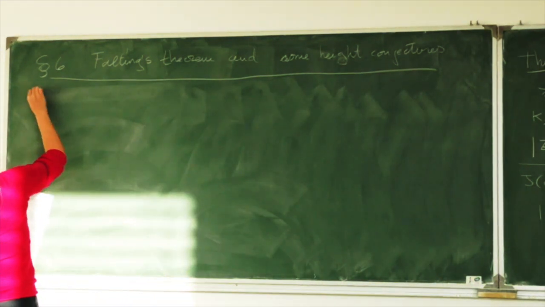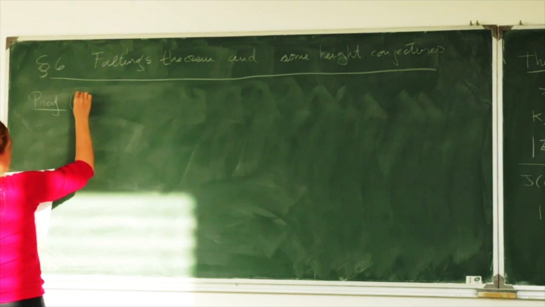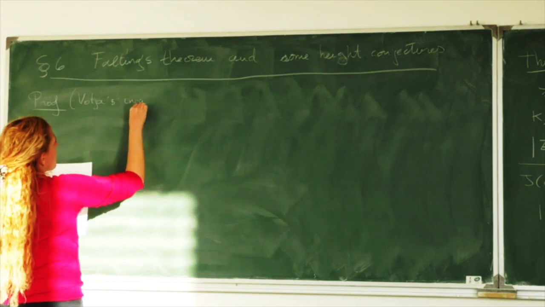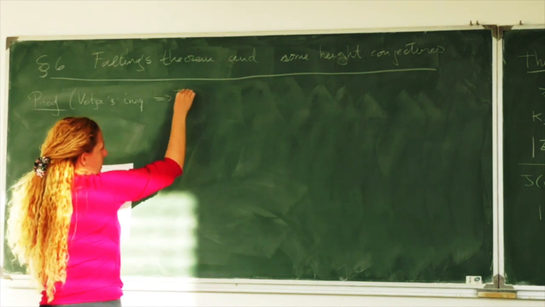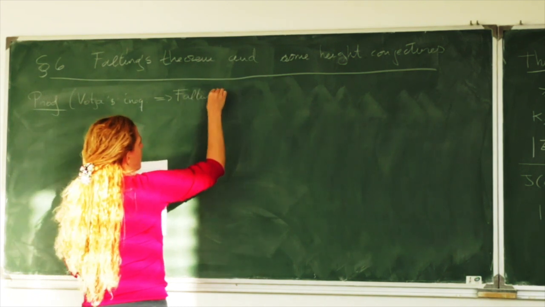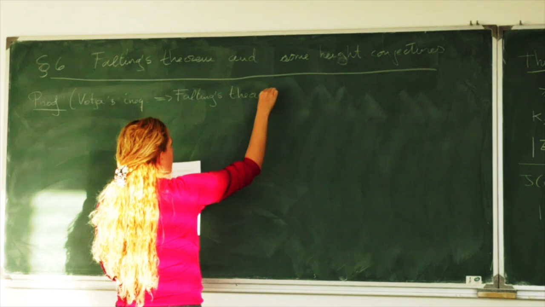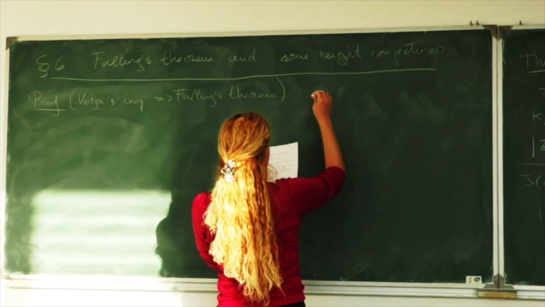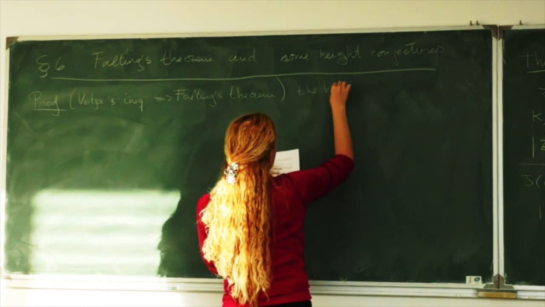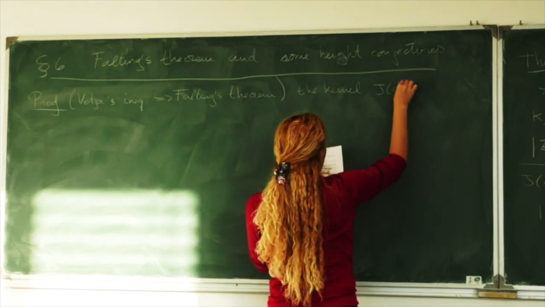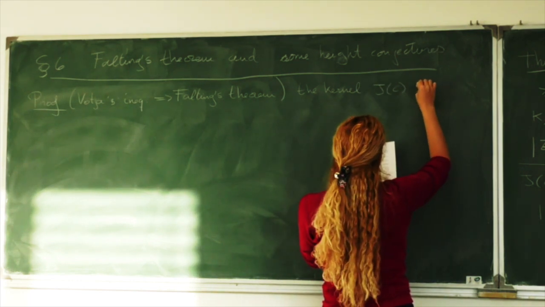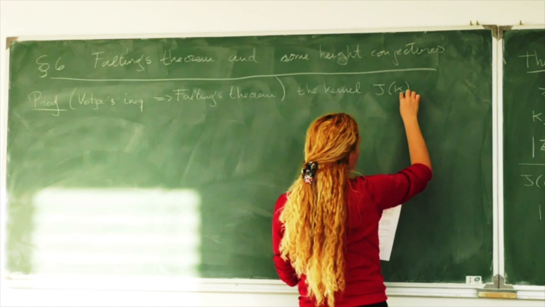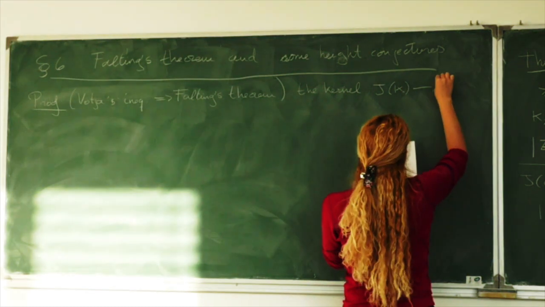So proof of how Vojta inequality implies Faltings' theorem. So the idea is as follows. We are going to consider the kernel of this map. The Jacobian, or the K-rational points on the Jacobian, we can see them into this.